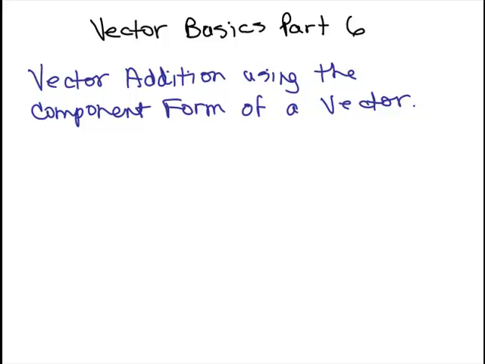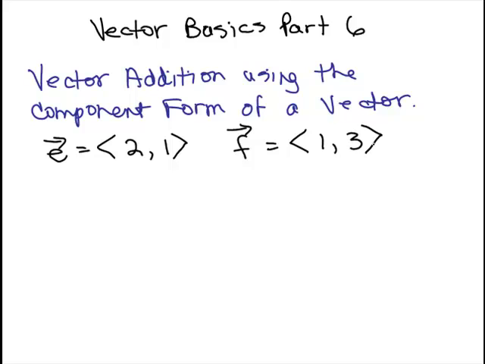This is part 6 of Vector Basics. And in part 5 we did vector addition and we did the graphical representation. Now we're going to use the component form. So let's say I have two vectors, vector E, and the component form is 2, 1, and then I have another vector F, which is 1, 3. Okay, so two vectors. Let's see what this would look like if you're trying to graph these.